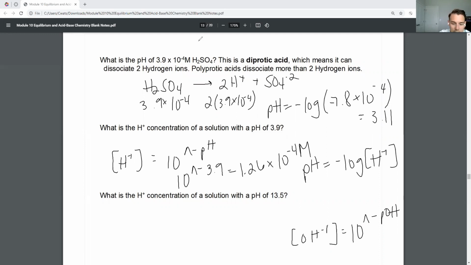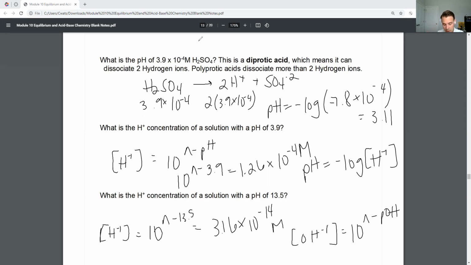And this one, the H plus concentration for a pH of 13.5. And that should make sense to you. That's an extremely high pH, very basic. Therefore, there's going to be a very small amount of the hydrogen ion in it.